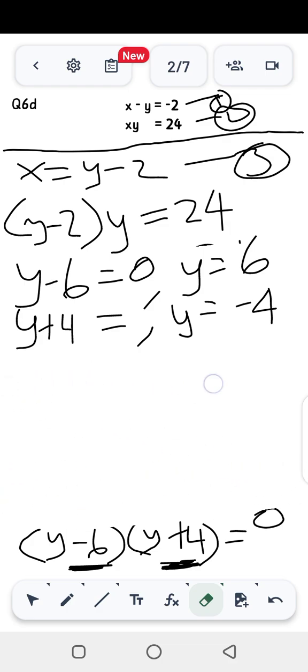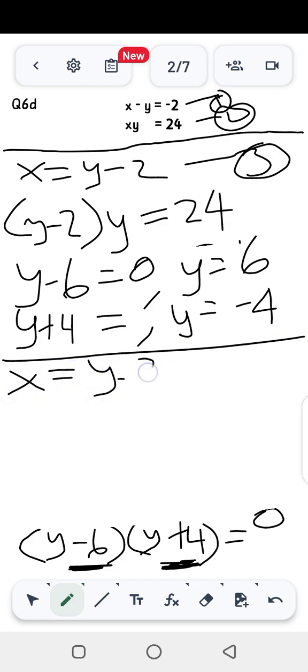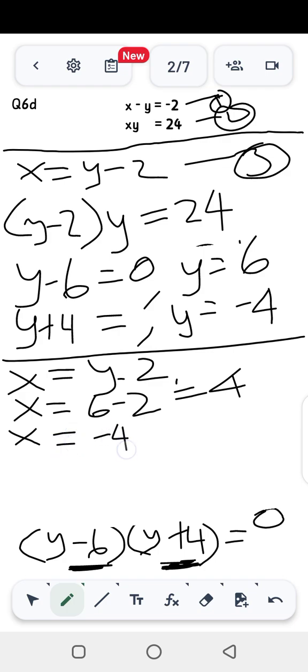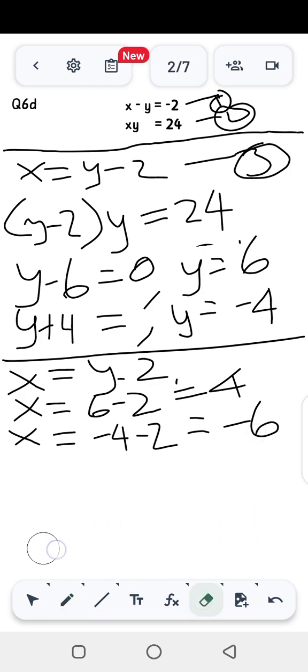So let's find the corresponding values of x. In our equation 3 we said that x is equal to y minus 2. So when y is 6, let's see what x will be. 6 minus 2, so your x will be 4. And then when y is negative 4, let's see what x will be. x will be negative 6.